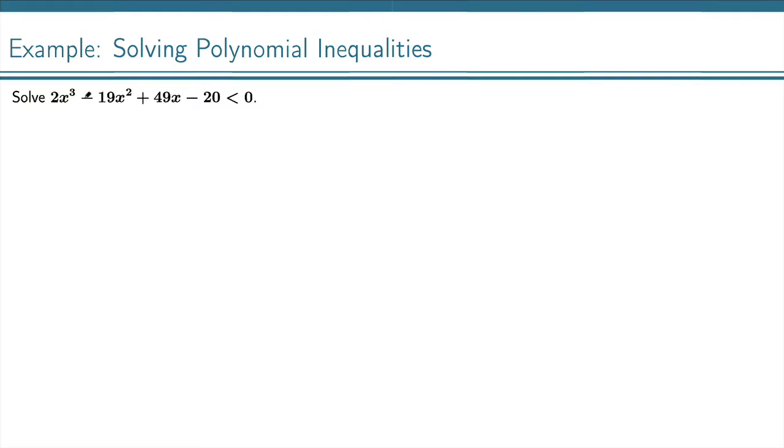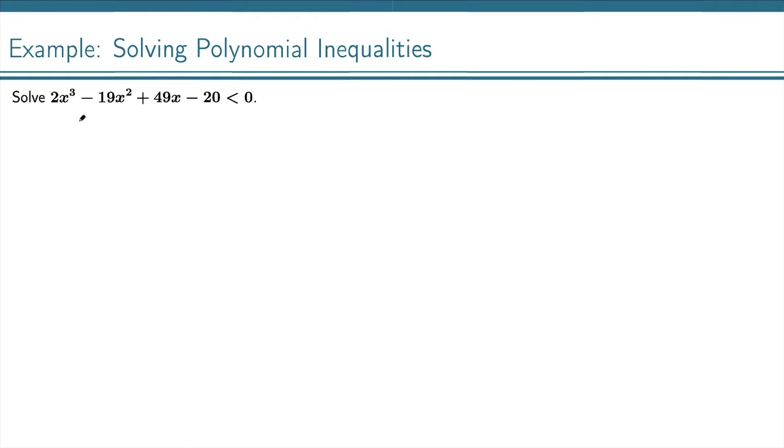To solve an inequality, we know we want everything on one side so that we have a 0, which is done for us. And then we want to be able to factor this to find the zeros. And this polynomial is not beautiful, not really easy to factor. So we're going to need to find the zeros here using some techniques that we've learned.